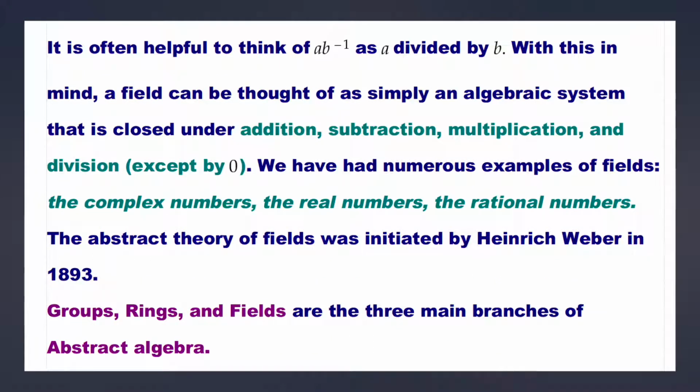It is often helpful to think of ab inverse as a divided by b. With this in mind, a field can be thought of as simply an algebraic system that is closed under addition, subtraction, multiplication and division except by 0. We have had numerous examples of fields: the complex numbers, the real numbers and the rational numbers. The abstract theory of fields was initiated by Heinrich Weber in 1893. Groups, rings and fields are the three main branches of abstract algebra.